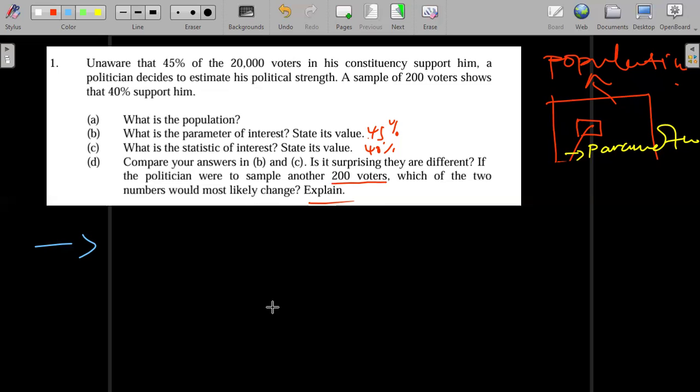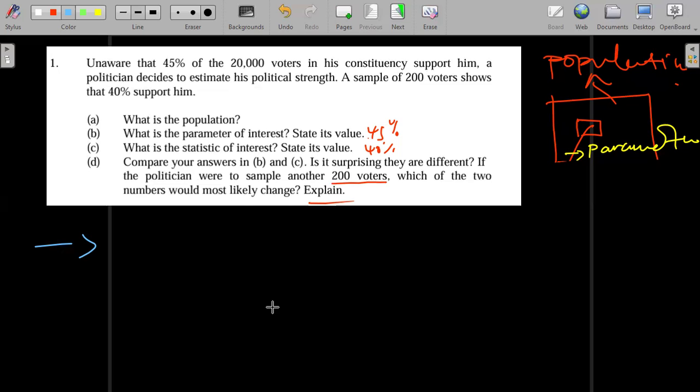Yeah, so whatever I was explaining there, that's actually correct. The population, or I mean the parameter, is the actual proportion of the supporters who support this politician in the entire population. So adding another sample would not change it. It will still remain 45%, okay?